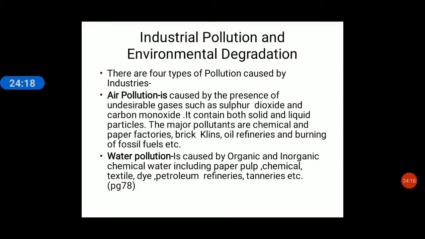Water pollution. Water pollution is caused by dumping of solid and liquid waste in the water, which can be organic and also inorganic chemicals. Water pollutants include the paper pulp industry, chemical industry, dyes, meaning the paints or colors industry, petroleum refineries, and tanneries. What are tanneries? Leather industries, where cleaning of leather is done using a lot of chemical processes. All those things are directly dumped in the water, and so the water gets highly contaminated.